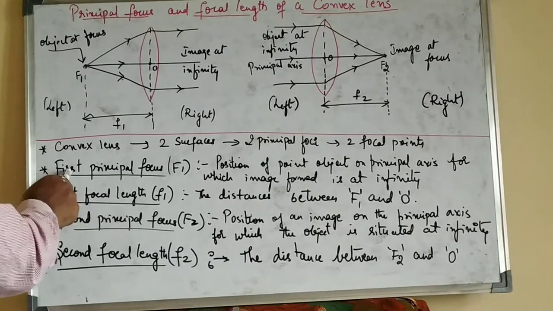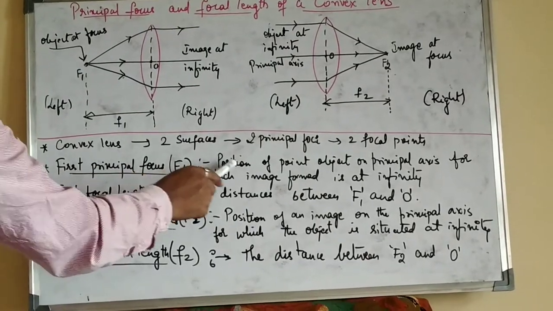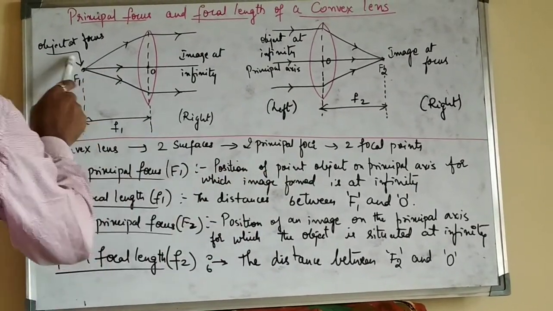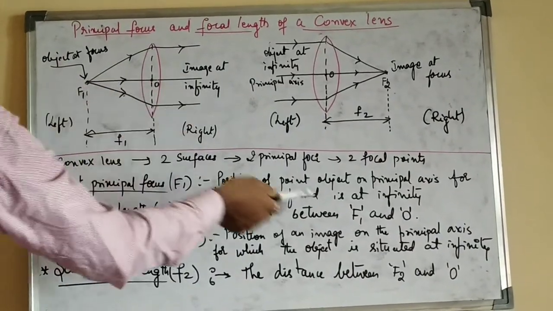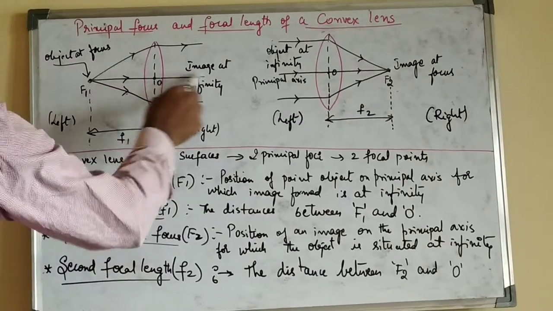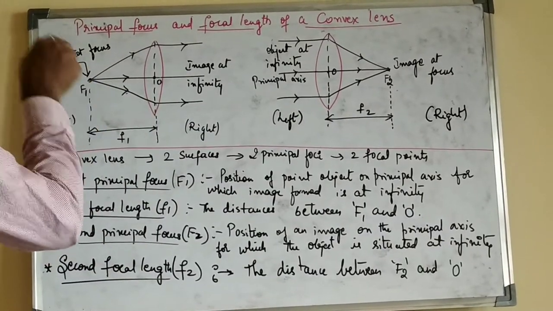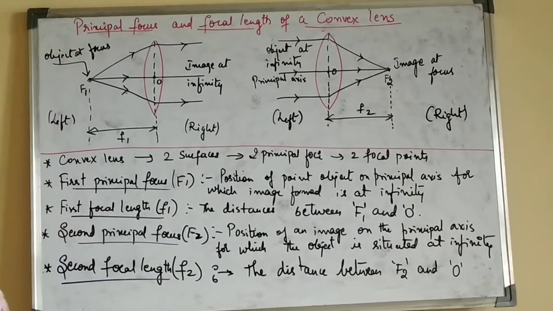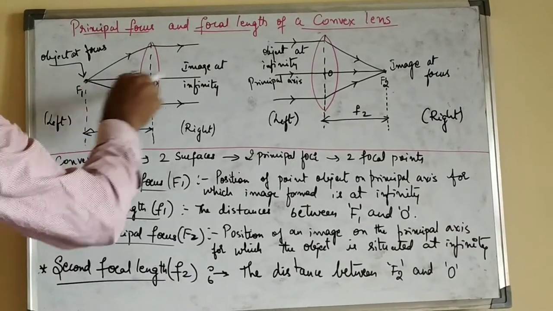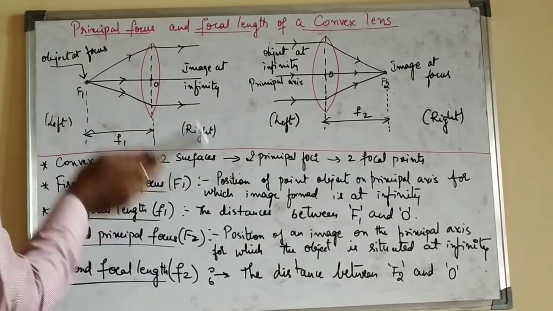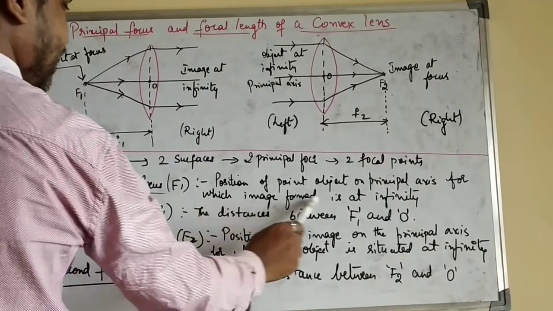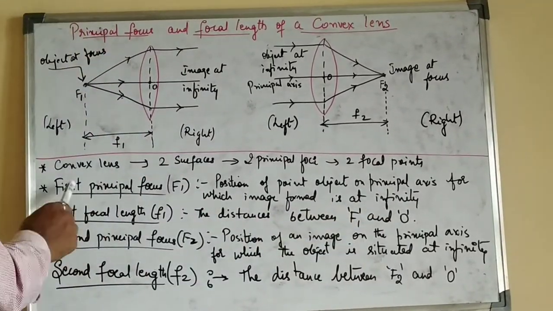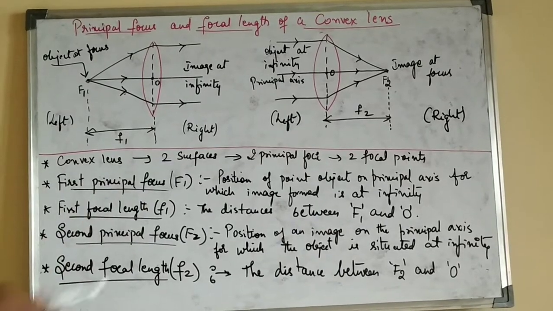So that's why the definition: first principal focus F1 is the position of the point object on the principal axis. At that point means what? This first principal focus itself. This point is lying on the principal axis, for which the image is formed at infinity. That is the definition of first principal focus F1.